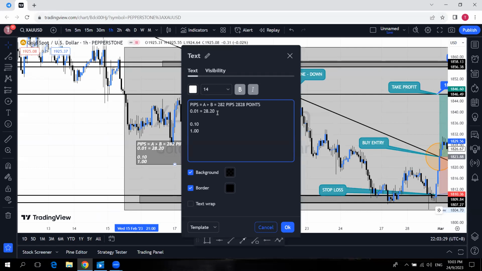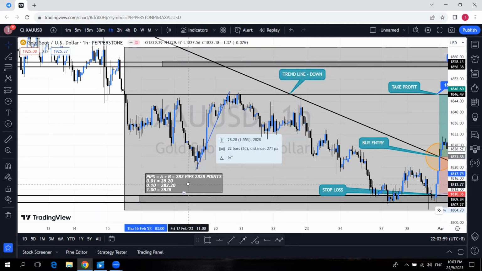$28.20. And then if I'm using 10 cents, I will have $282.20. If I'm using the one lot or the one standard or $1, whatever you call it, as long as it is 1.00, you will get $2,828. So this is the difference for pips. I hope this particular tool and this explanation of pips can help guide you in calculating point A to point B.